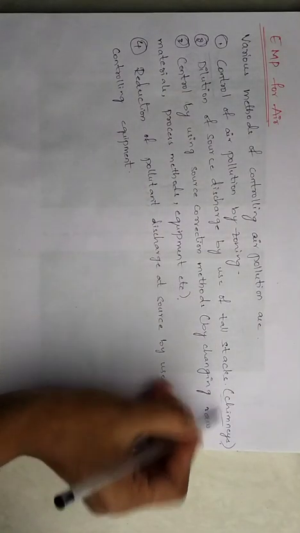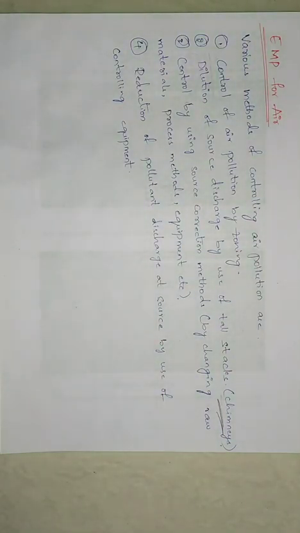The second one is dilution of source discharge by use of tall stacks. Here tall stacks are nothing but chimneys. In this method the pollutants are carried to higher altitudes, that means high places, such that it will reduce the concentration. Because if we directly release the air into the residential areas, it will be consumed by the people directly, without any dilution.